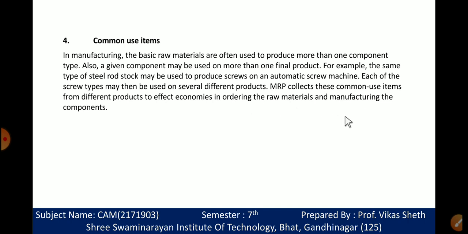There are several products in the company, right? One company manufactures several products. So those products have some common raw materials or common items, and if we manage those particular common items, then inventory control is very easy and finance is optimized, right?